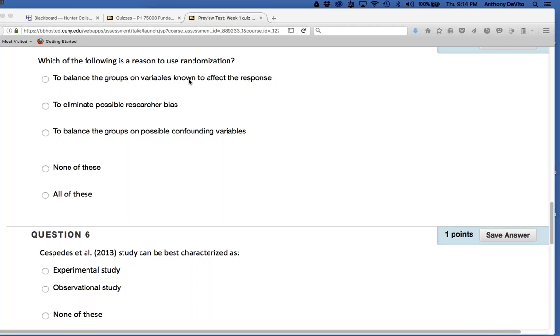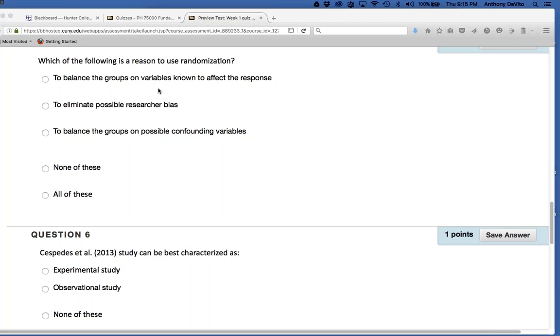If we're studying the risk of cancer from asbestos, we don't want all the smokers in one group and none of the smokers in the other group, because that is possibly a confounding variable. So both this one and this one seem to be saying that.